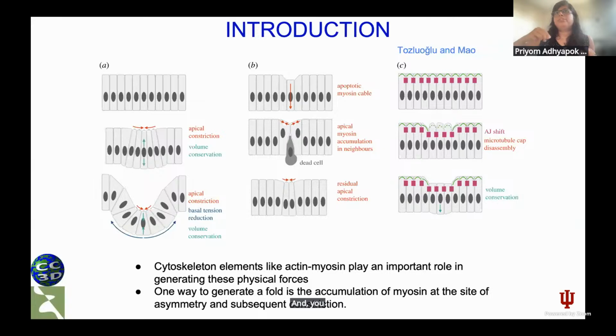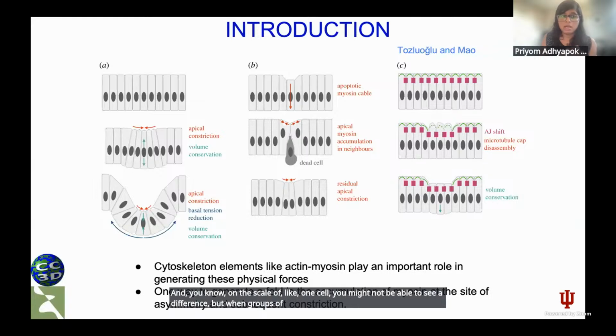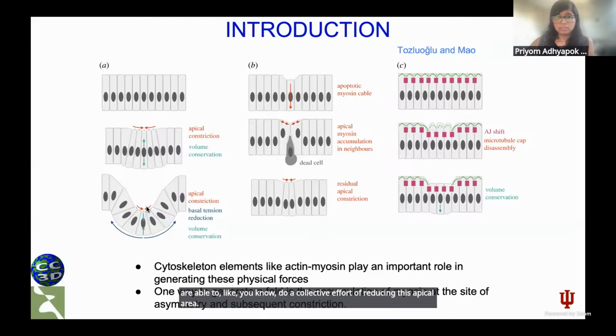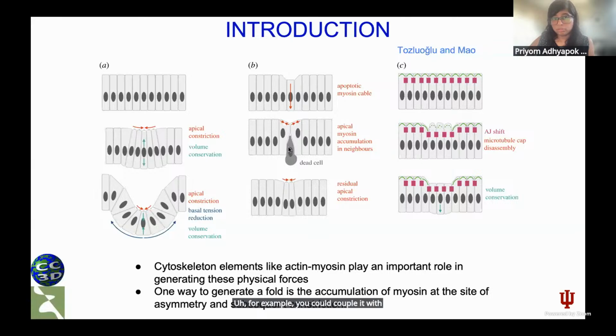And on the scale of one cell, you might not be able to see a difference. But when groups of cells together make a collective effort of reducing this apical area, you're going to see this invagination or this shape. There are also documented cases of multiple other processes working with apical constriction to give tissues a folded shape. For example, you could couple it with cell extrusion, apoptosis, or you could also have cells changing their shape to adopt a more shortened form. And this will also induce folds in the tissue.